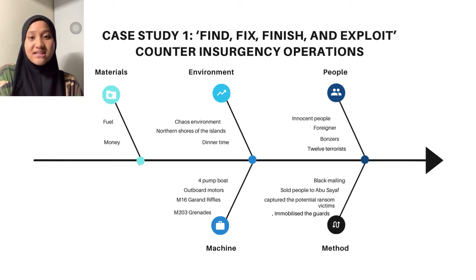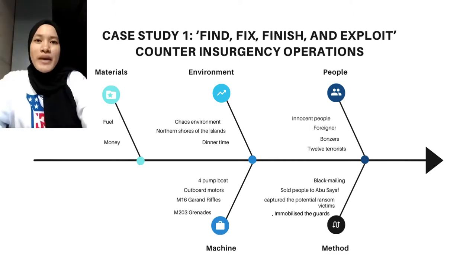The second is the northern shores of the islands, the place where bad people can infringe through the sea route. The third is dinner time. In this case study, it stated that the tourists were taking some air after dinner, and it was at night, where bad people can act through the dark.